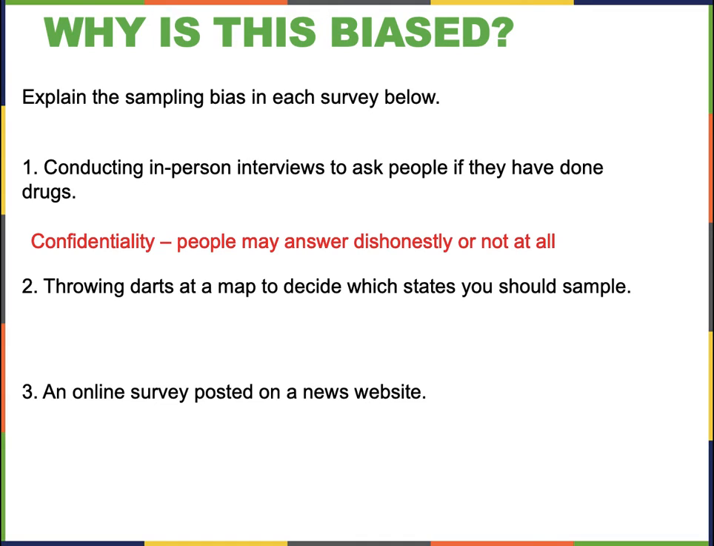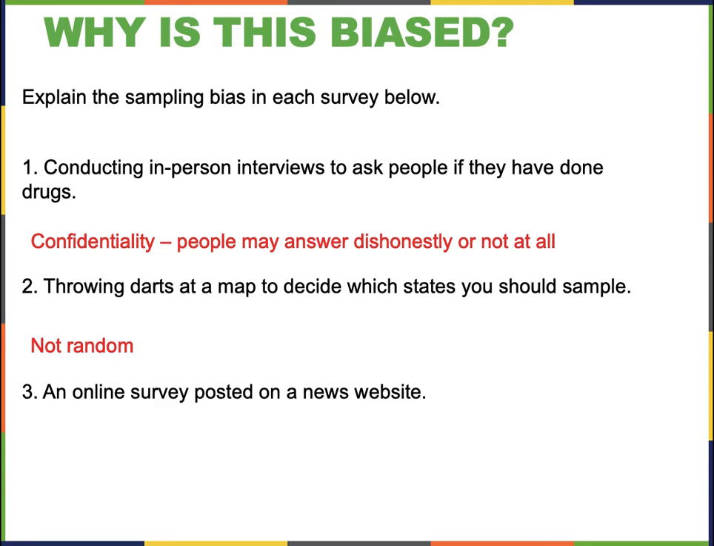Let's say you're throwing darts at a map to decide which states you should sample. If you're using this technique, you might think you're being random, but you're actually not. This is not random because you're technically aiming at where you're throwing. So there's some type of selection happening. When you're selecting what aspects to survey in a sample, you have to be as random as possible.